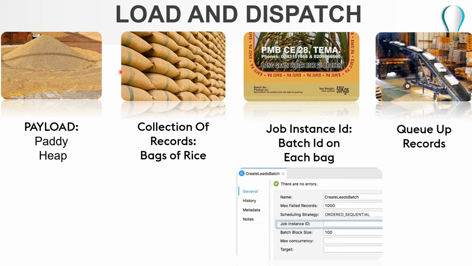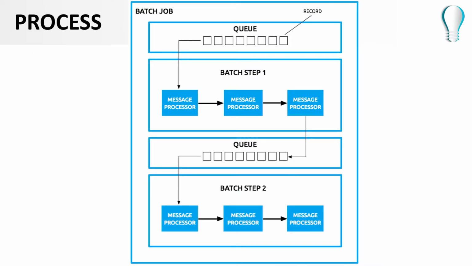Now, you created bags, you gave a batch ID on each bag. Now, while transporting, what you will do is, one by one in a queue, you will start loading it. So that is done in the first phase of load and dispatch. Second phase was process. This is a required phase where actual processing of every record occurs asynchronously. Each record from the input queue is processed through the first step and then sent back to the queue after processing. So this is a batch job.